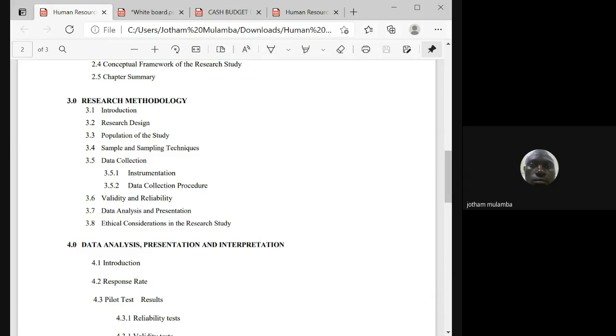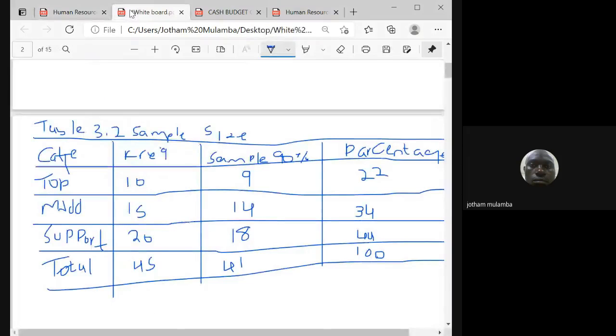Then the second way you can present is through a table. You can draw a table. For instance, you have drawn the tables we have here, table 3.2 and table 3.1. So you can also present the information in terms of a table. The third way you can present the data is through figures. And when you talk of figures, we are talking about pie charts, bar graphs, histograms. Those are the figures that we use to present research information.